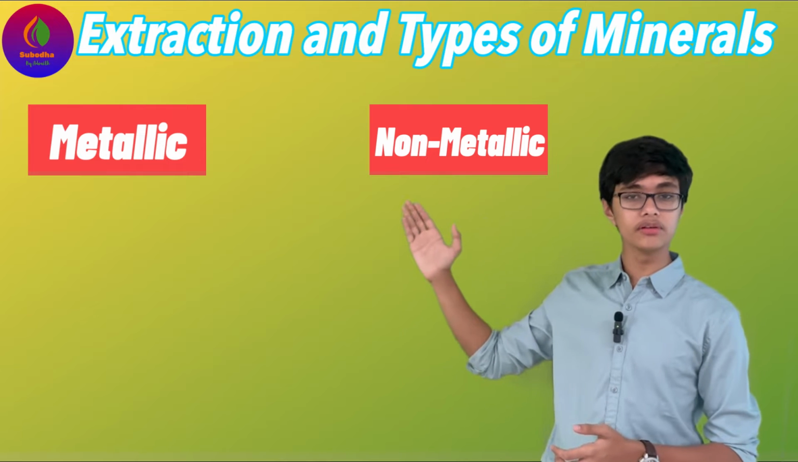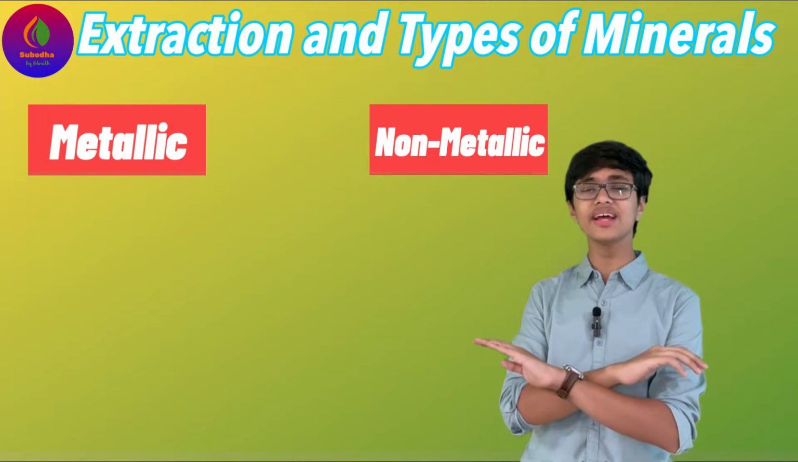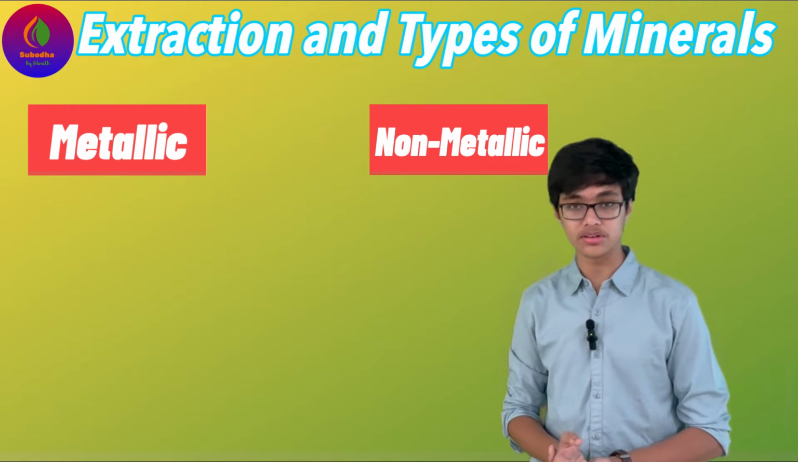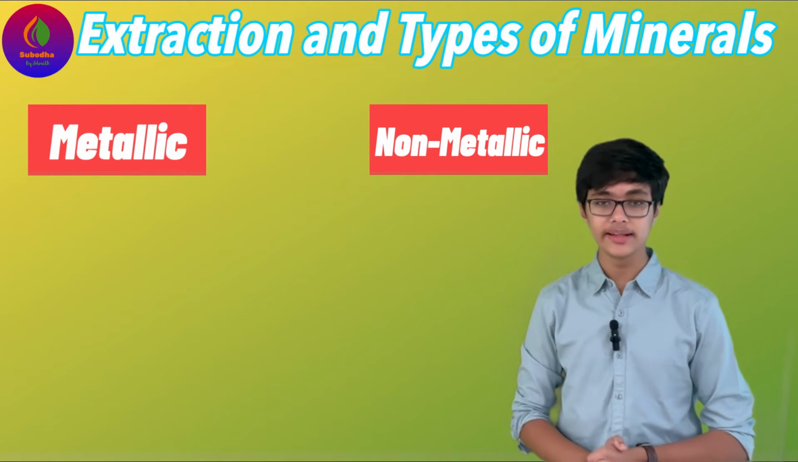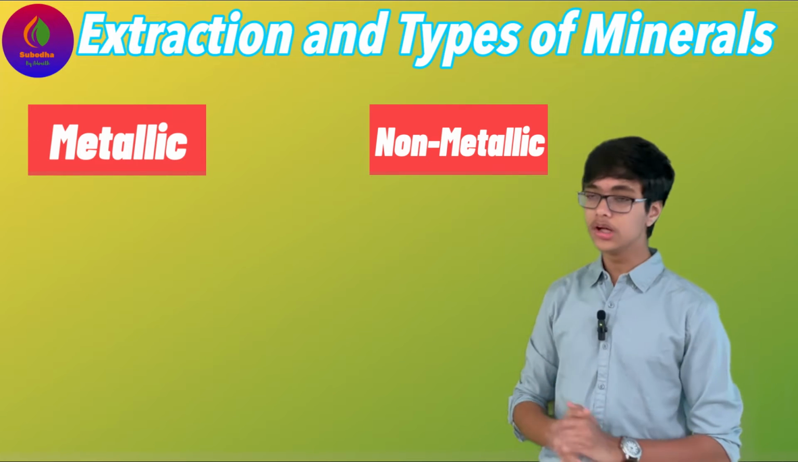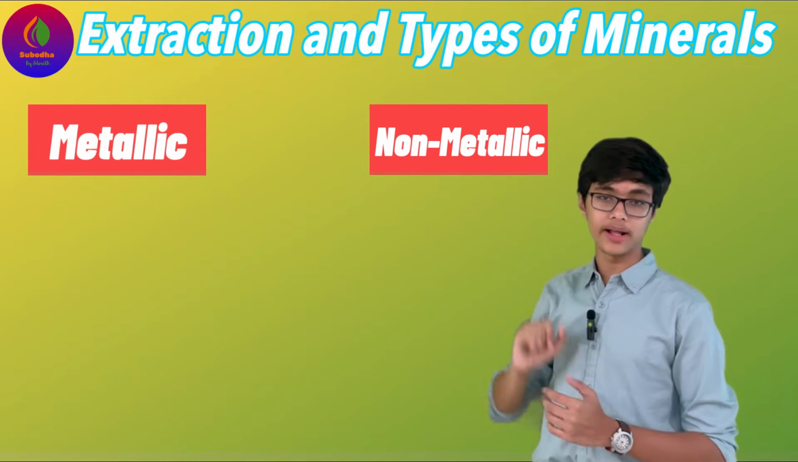Whereas non-metallic minerals are those minerals which do not share any of these properties. So they are brittle in nature, that is, they can break easily. They have very low melting and boiling points, etc. So those are metallic and non-metallic minerals.